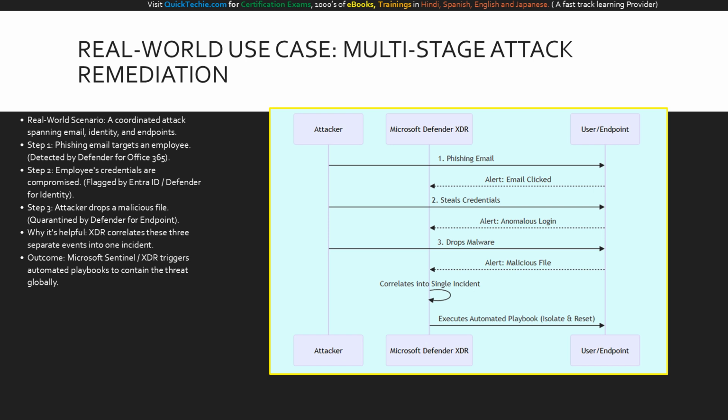Defender for Office 365 detects the phishing attempt. Microsoft Entra ID and Defender for Identity flag the compromised account. Defender for Endpoint detects the malicious file. XDR takes all these signals and stitches them into a single, unified incident.